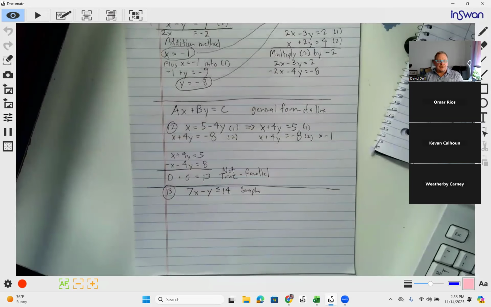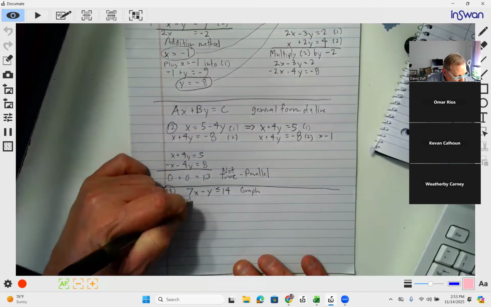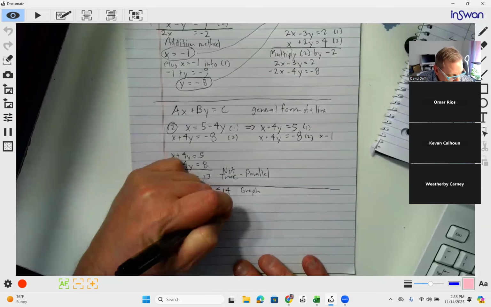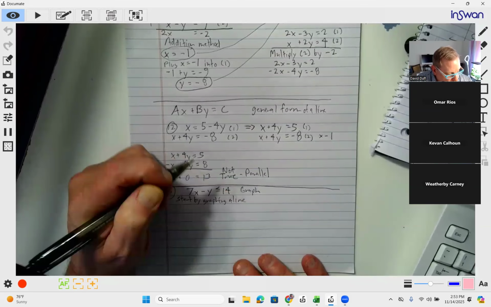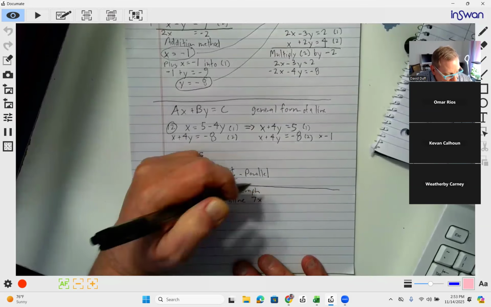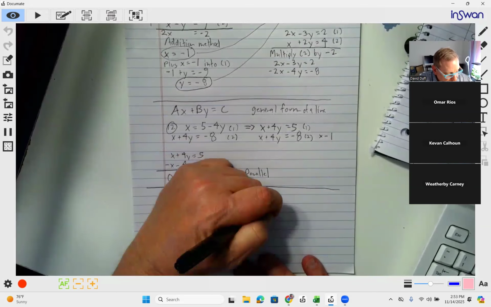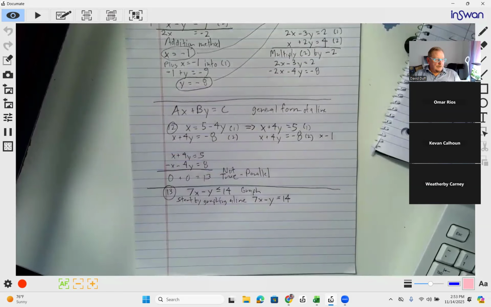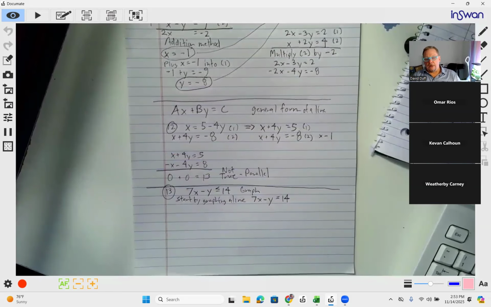So there's a couple things about graphing an inequality. You're not graphing an inequality for starters. You're graphing a line. So you start by graphing a line. And the line that you're going to graph is 7x minus y is equal to 14. So you start by graphing a line. We'll worry about the inequality part of that later.